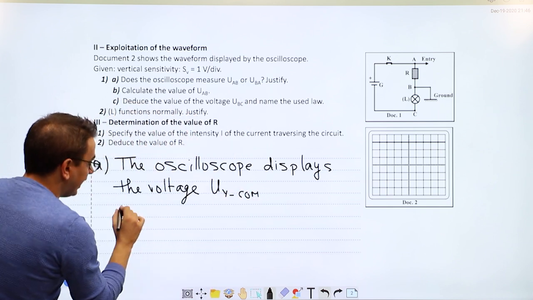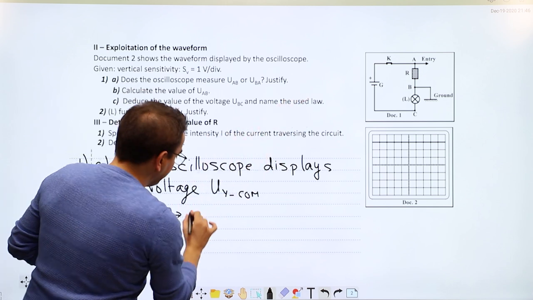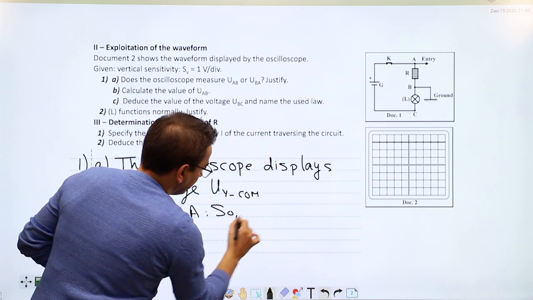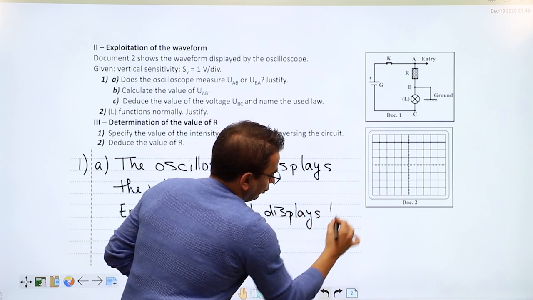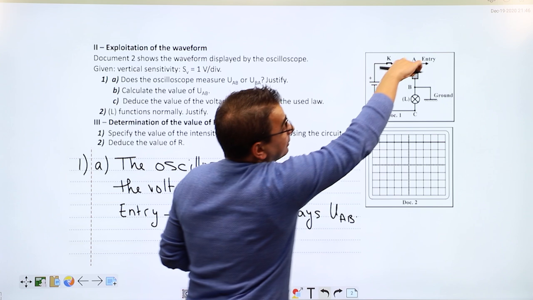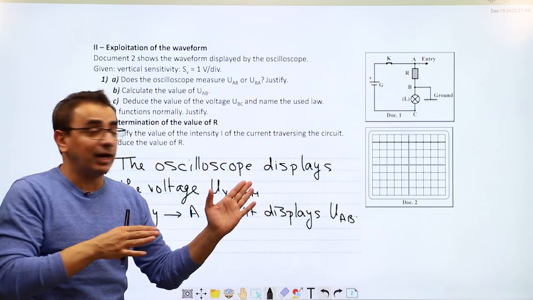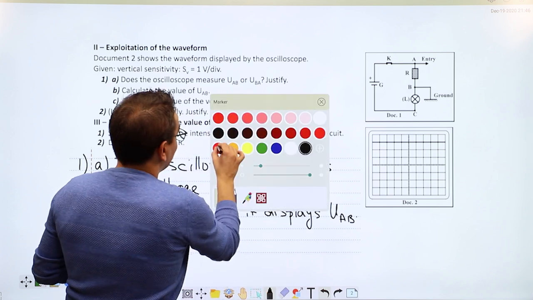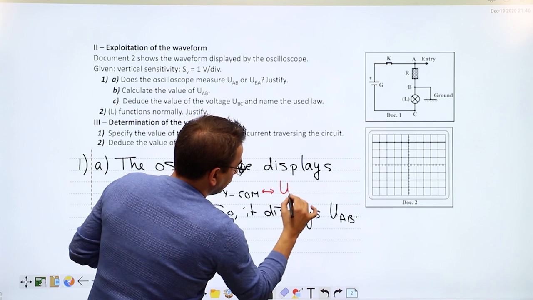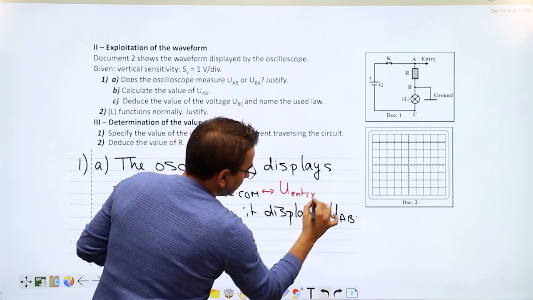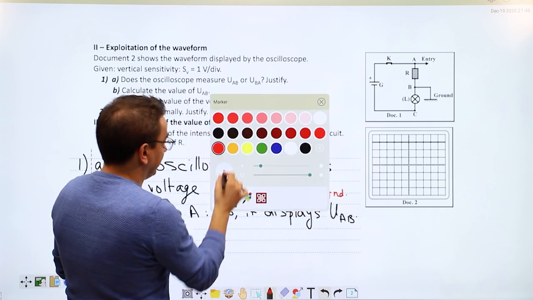Looking at the figure, entry is on A, so it displays UAB. From entry to com, or to ground, by the way. Here I used YCOM. It's the same as entry ground. Let me add this in different color to link ideas together, which is U entry ground. We talked once that we can use entry instead of channel or instead of Y.